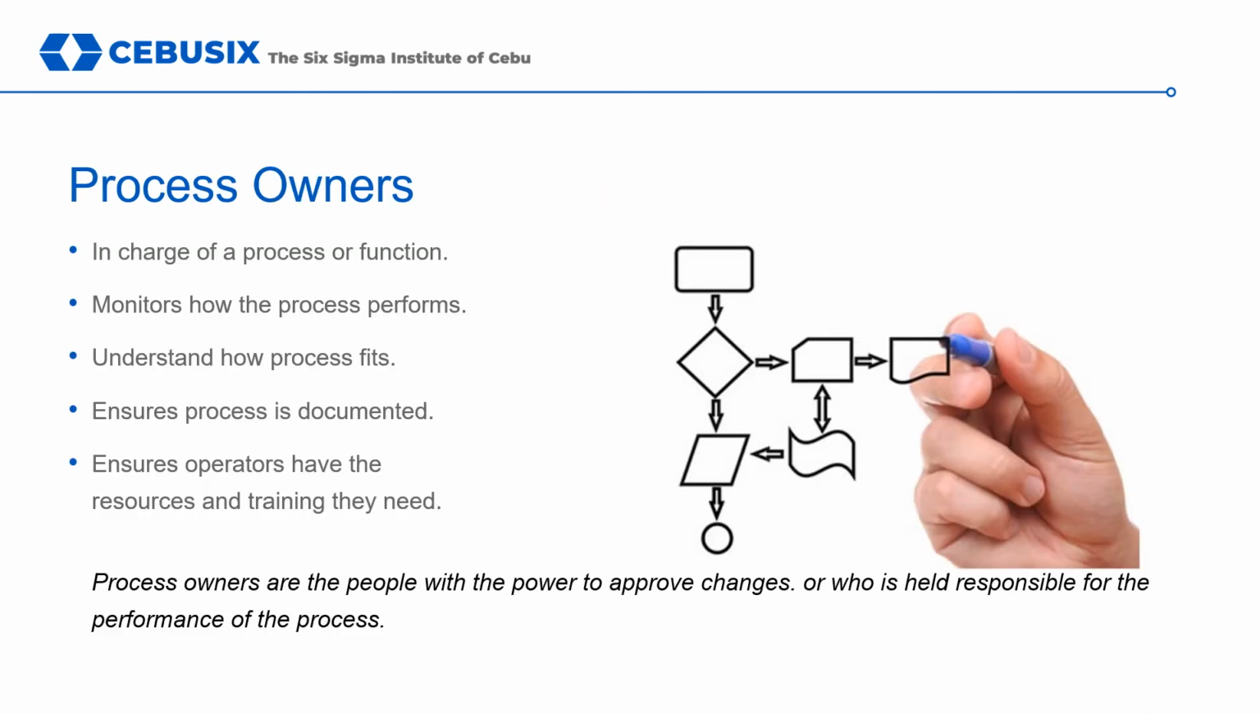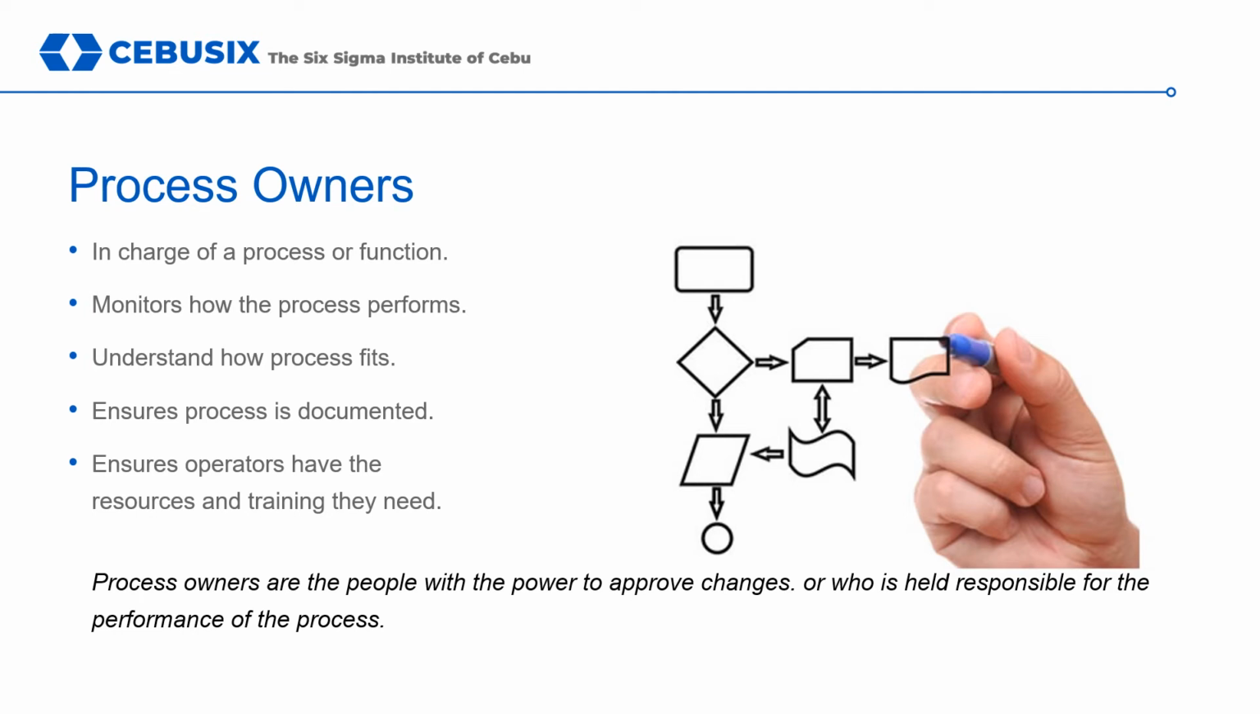As teams work to improve processes, they need to understand who the process owners are. Depending on the business organization, process owners can be the people with the power to approve changes. In some organizations, the lowest level owner might not have veto or decision power about all changes, but he or she is held responsible for the performance of the process.